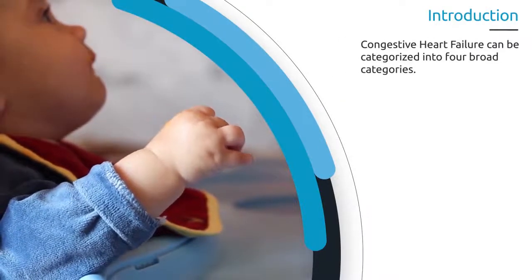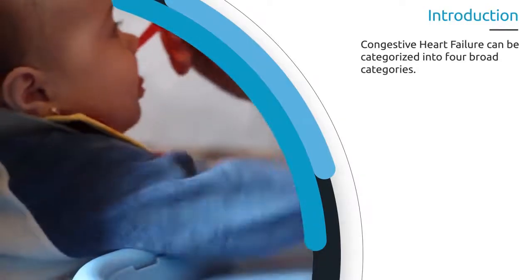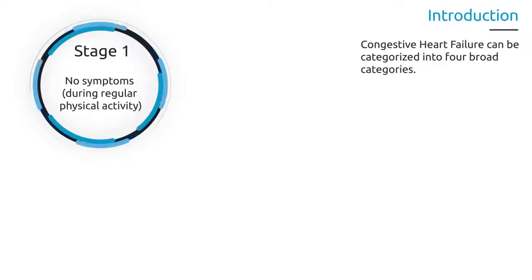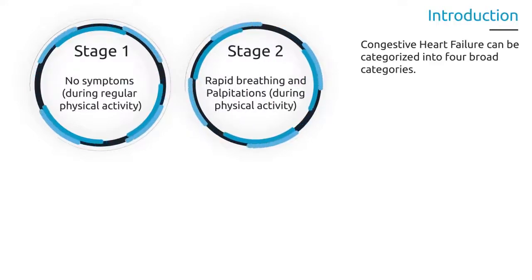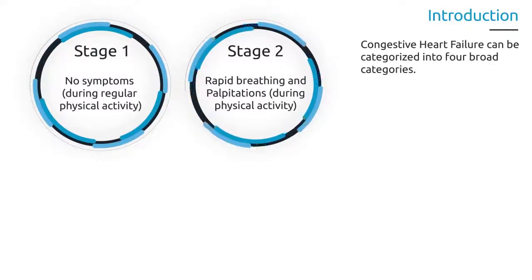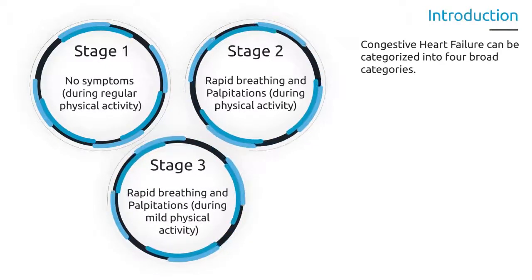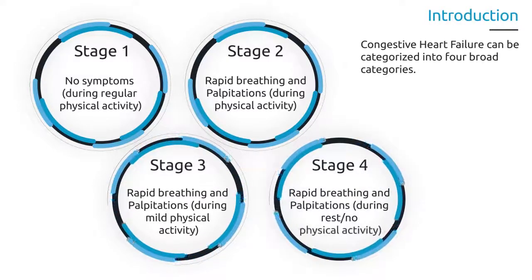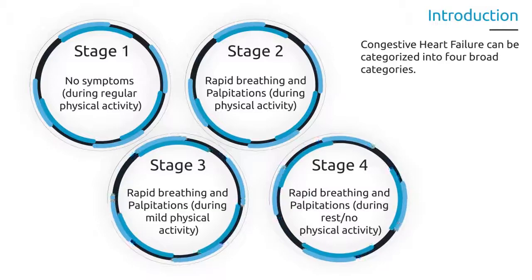Congestive heart failure can be categorized into four broad categories. In the first stage, people do not experience any of the aforementioned symptoms during regular physical activity. In the second stage, rapid breathing and palpitations might occur during physical activity. In the third stage, even mild physical activity can cause palpitations and shortness of breath. In the final stage, these symptoms are present even if the person is resting or doing no physical activity at all.